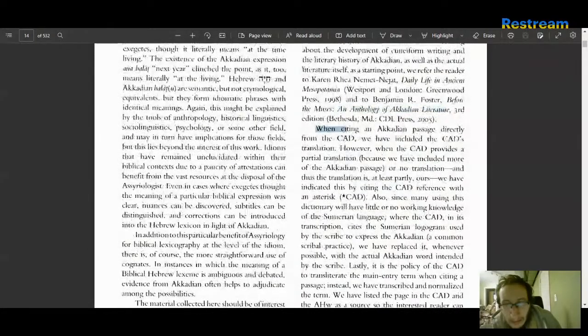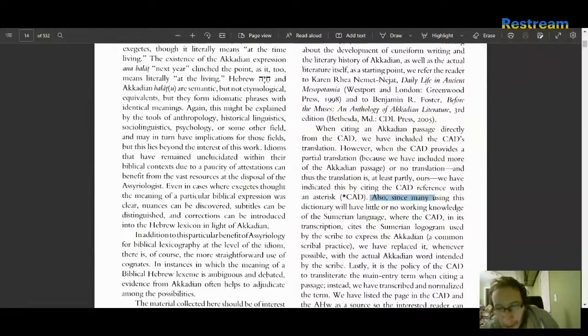When citing an Akkadian passage directly from the Akkadian dictionary, we have included the Akkadian dictionary's translation. However, when the Akkadian dictionary provides a partial translation, because we have included more of the Akkadian passage, or no translation, and thus the translation is at least partly ours, we have indicated this by citing the Akkadian dictionary reference with an asterisk. So if you see CAD with asterisks, that means they did their own translation.